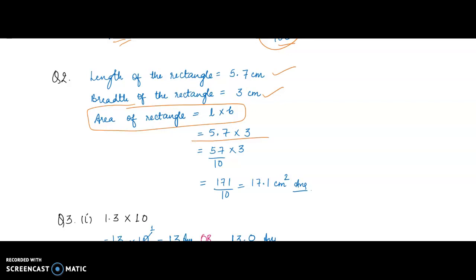Again we can remove the decimal and I can write 10 at the denominator's place. Now simply I can multiply 57 and 3, keeping the denominator 10. I get 171 as the product of 57 and 3, upon 10. Now again 10, that means 1 0 is there in the denominator. So I'll start counting from the right hand side towards the left, one digit, that is 1, and after 1 I can put a decimal. 17.1 centimeter square is the answer, the area of this rectangle.